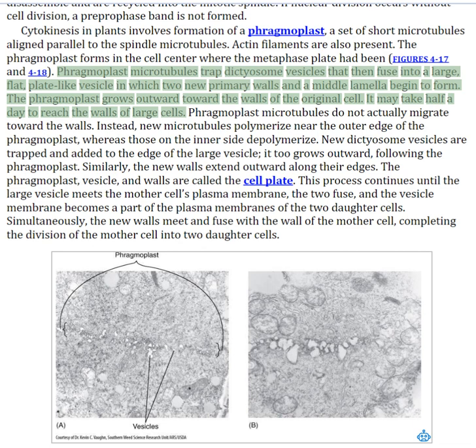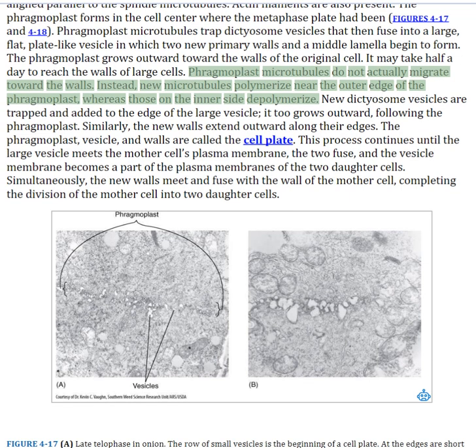The phragmoplast grows outward toward the walls of the original cell. It may take half a day to reach the walls of large cells. Phragmoplast microtubules do not actually migrate toward the walls. Instead, new microtubules polymerize near the outer edge of the phragmoplast, whereas those on the inner side depolymerize.